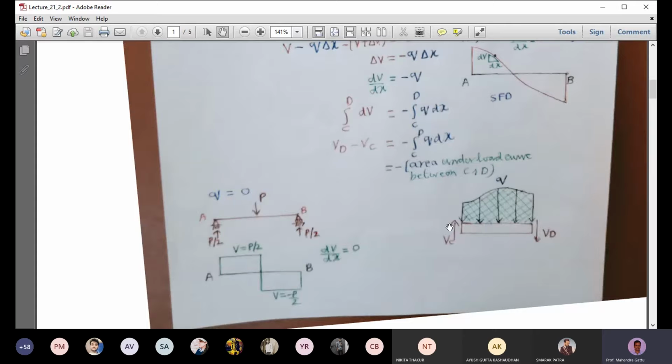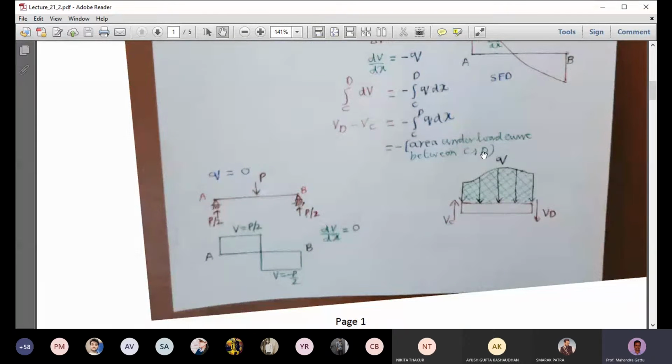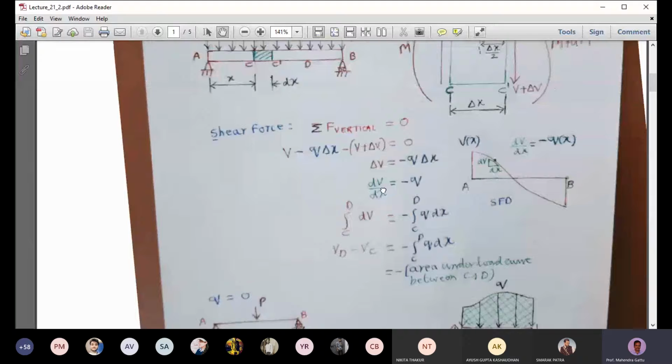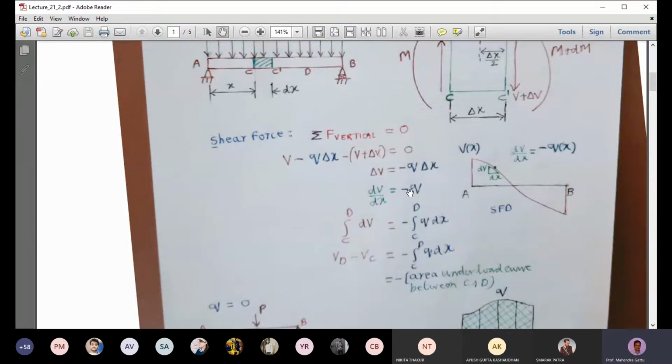So that is what. So what will happen here? Shear force will be VC, and here there will be a reduction in shear force. That reduction is equal to the area under this distributed load. Okay. So these are the two relations. One is dV by dx is equal to minus q, which is a differential form, and VD minus VC is equal to minus integral q dx, that is an integral form.